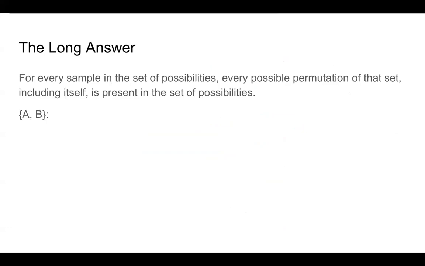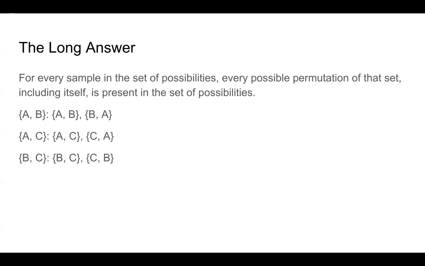For every sample in the set of possibilities, the number of repeats you have is predictable. This is because for every sample in the set of possibilities, every possible permutation of that sample is also in the set. As we just showed, A, B is in the set of possibilities, and a permutation of A, B is also in there, BA. The same can be said for AC: AC is in the set, but so is CA. BC is there, and there's also CB.